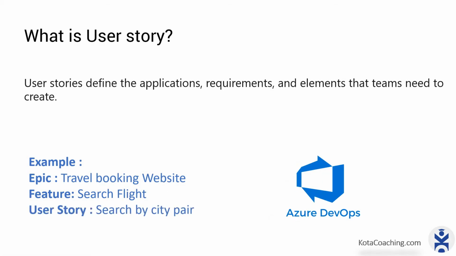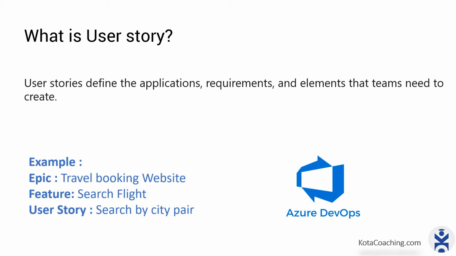Next one is the user stories. A user story defines the application's requirements and elements that teams need to create. See this example, search flight. I am creating the feature search flight. To achieve this goal, I need to divide this feature into different stories or different steps. Like search by city pair, that is one user story. Or what the user wants inside search flight: he wants to search for a flight using the flight type. So a feature can have different kinds of user stories.